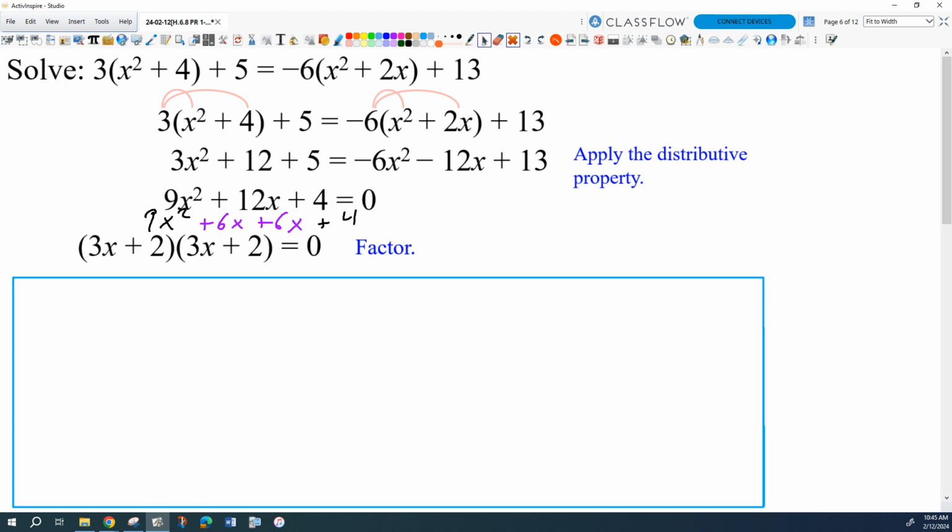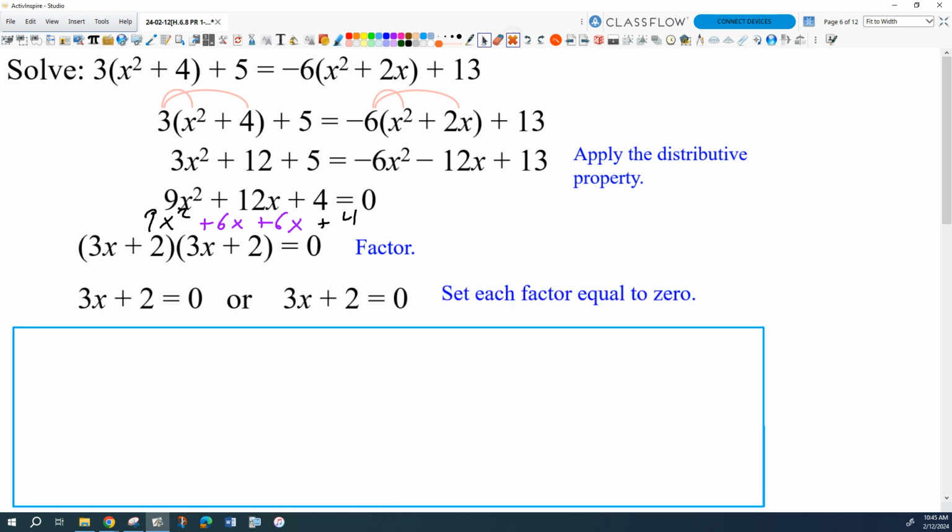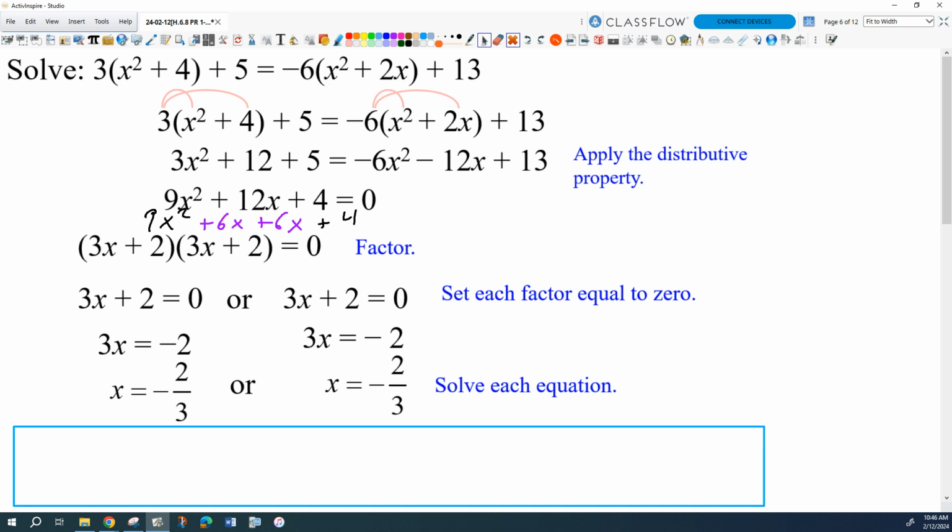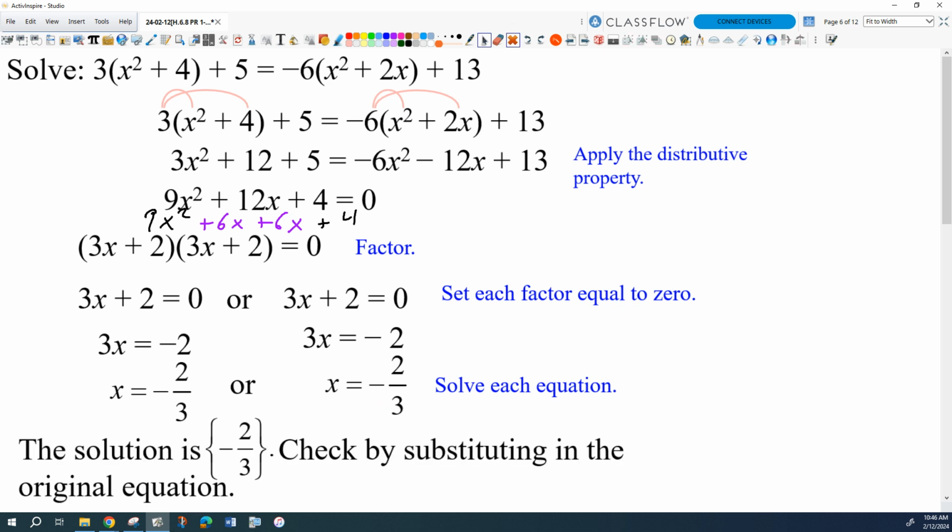Okay, so then what are our solutions? Negative 2/3, and then same thing for both, right? So I'm going to get one solution in this case, negative 2/3, and that's it. Negative 2/3 and negative 2/3, we'd check them and they'd work. Check it and it would work. Okay.